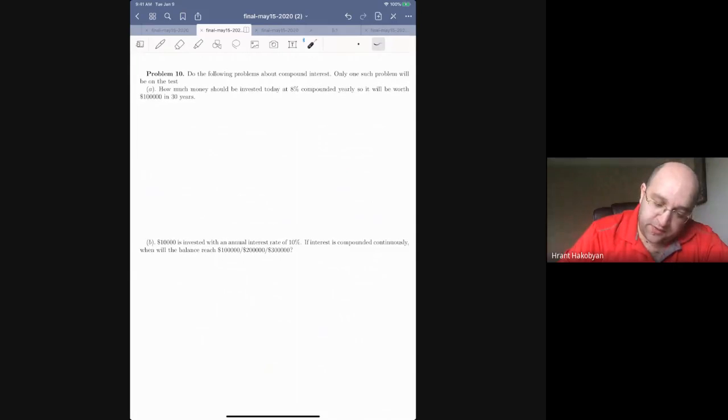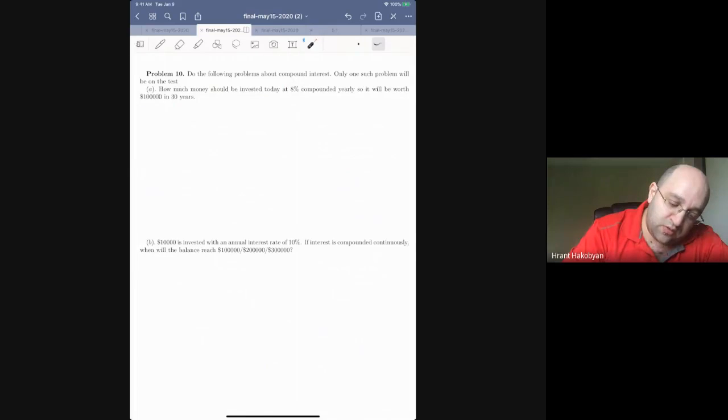So we have the following situation. You have an account which is compounded yearly, and the yearly interest is 8%. The question is, how much money should be invested today? How much should you deposit in an account which is compounded yearly at a rate of 8%, so that after 30 years you have $100,000 in that account?